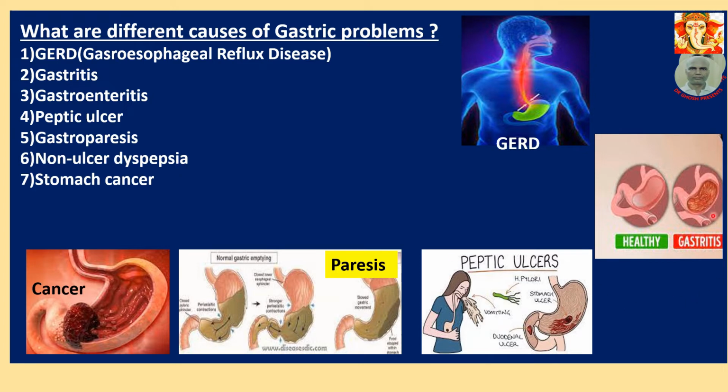Gastritis. Gastritis is generalized inflammation of the mucosa or inner lining of the stomach. Gastroenteritis is the same thing, but along with gastritis, the intestinal walls are also inflamed. Peptic ulcer: when there is a localized deep-seated ulcer in the inner wall of the stomach, this is called peptic ulcer.